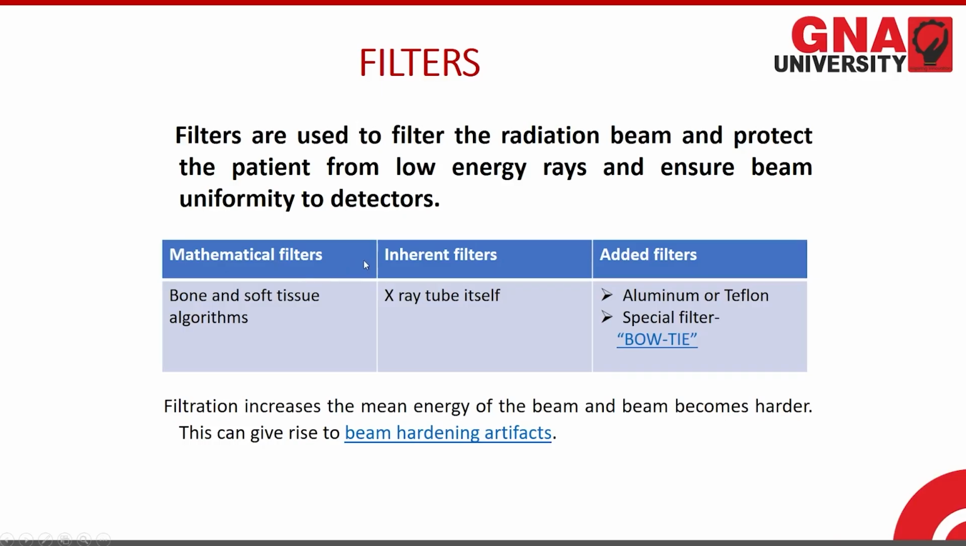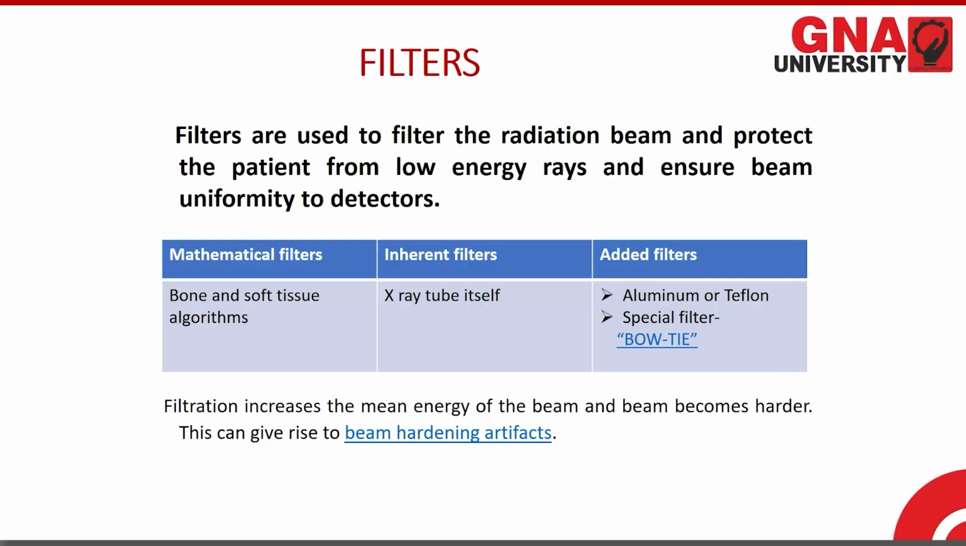Next is known as inherent filtration. The inherent filtration is provided by the X-ray tube itself. So, when the X-rays are produced from the anode end, the low energy photons are absorbed by the anode itself as well as the glass envelope and the surrounding electronics. That is known as inherent filtration.